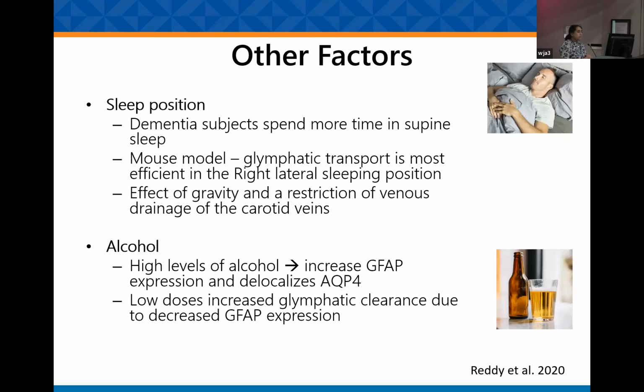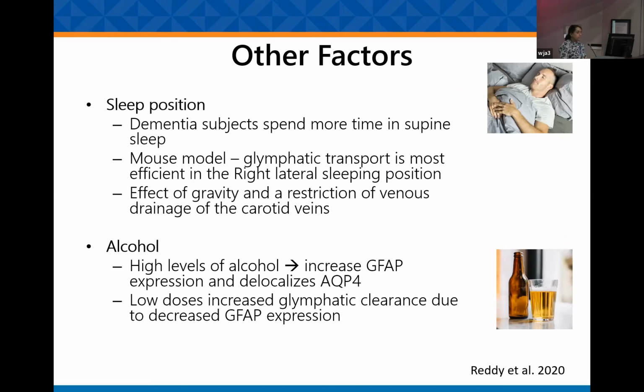Other factors that have been looked at are things like sleep position. It's been reported that dementia subjects spend more time on their back when they sleep. In a mouse model, lymphatic transport is most efficient in the right lateral sleeping position. And it's thought that maybe the effect of gravity and a restriction in venous drainage on the carotid veins might have a contribution to position and lymphatic clearance.